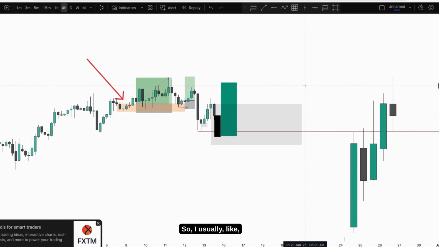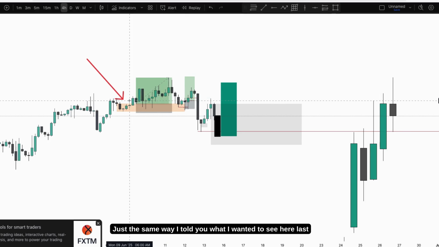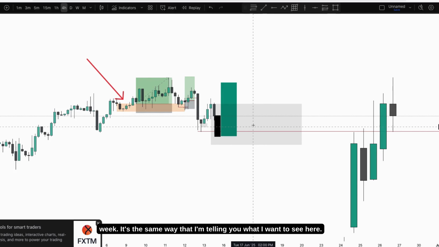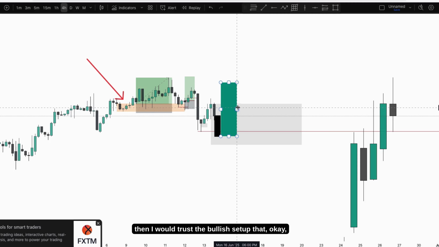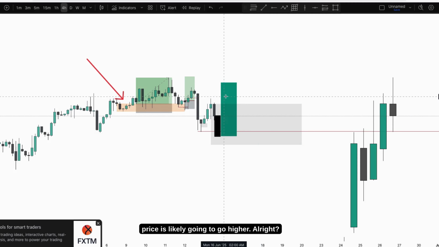So I usually say, if this doesn't happen, this will happen. So these two things are what I want to see in price. Just the same way I told you what I wanted to see here last week, it's the same way that I'm telling you what I want to see here. If I could see this, then I would trust the bullish setup that, okay, price is likely going to go higher, all right?